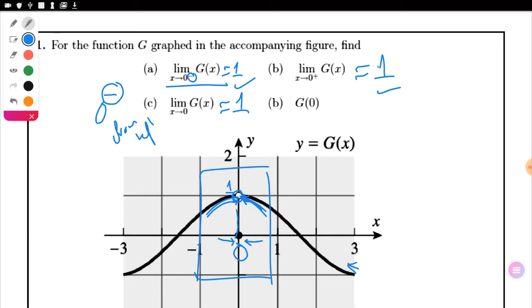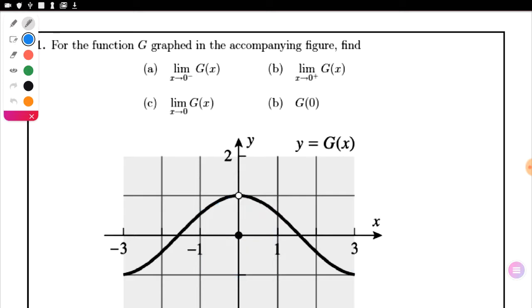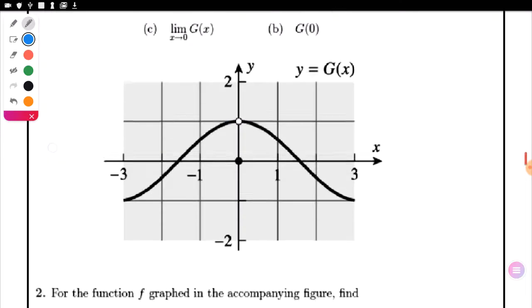G of 0, as I told you before, I take the value of y above 0 or below it or at it, no problem, but at which the curve of the function has a bold part or bold point, like this one. Never and ever take the value of y at the hole. So G of 0 will be 0. I think it's so trivial.